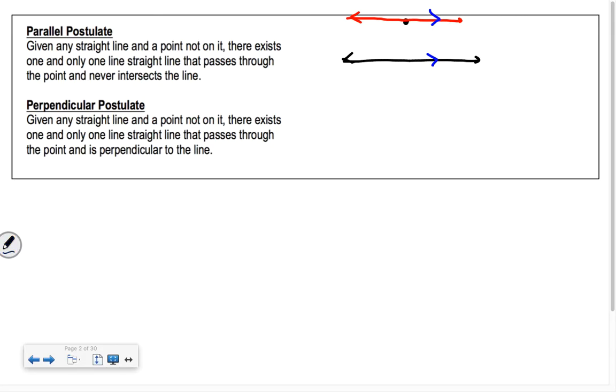And then the same thing with the perpendicular postulate. So if we have a line and a point off the line, there's only one line that's going to be perpendicular through that point, perpendicular to the other line. Does that make sense? Kind of, you guys can kind of see that, right?